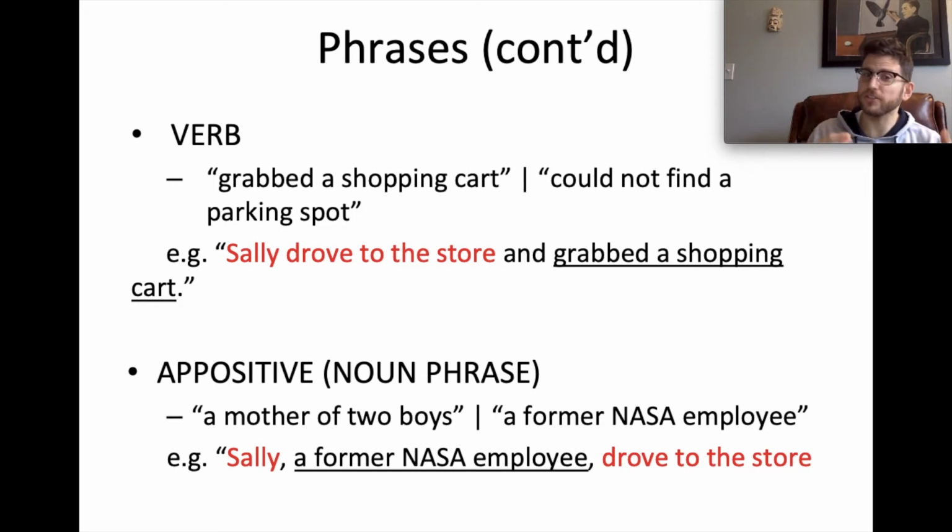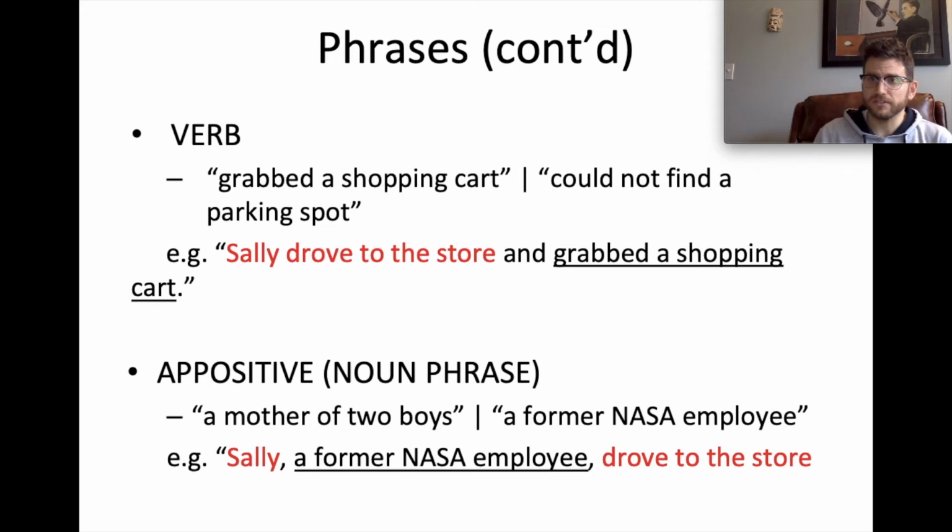So you're starting to see now in these last couple of examples that I cannot just have the idea that simple sentences are short, because you can see that I could add two verb phrases to my sentence and it would still be a simple sentence. Sally drove to the store and grabbed a shopping cart, but couldn't find a parking spot. Okay, I'm adding verb phrases to that independent clause, but it's still just one independent clause.